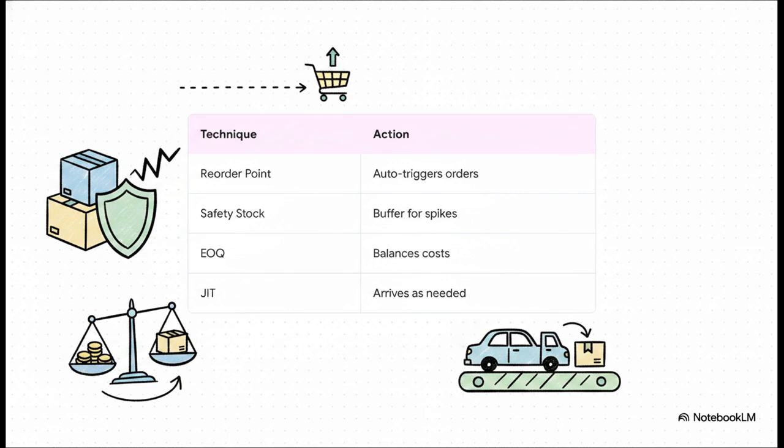The ERP calculates the perfect buffer quantity based on lead times to handle those unexpected spikes in demand. Third is economic order quantity, or EOQ. Definitely memorize this one. EOQ balances ordering costs against holding costs to find the absolute most cost-efficient quantity to buy. And fourth, just-in-time, or JIT. Understand how JIT minimizes storage needs entirely by ensuring goods arrive exactly when they're needed for production.